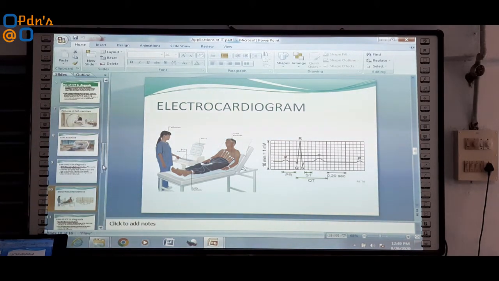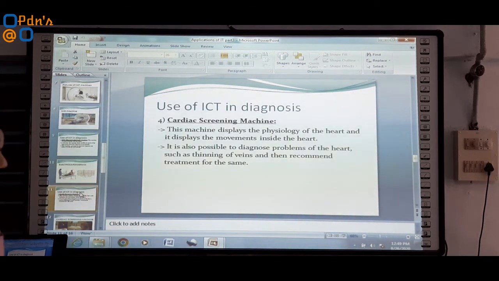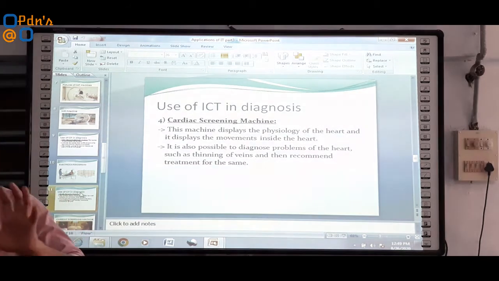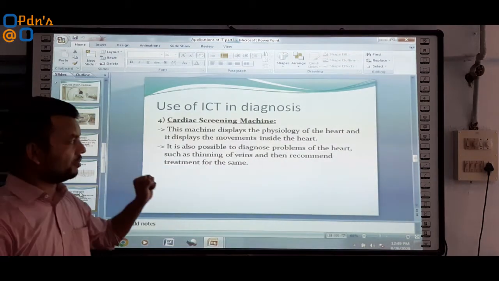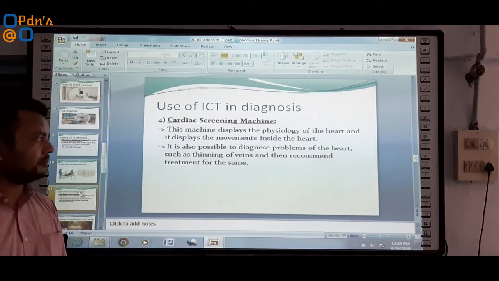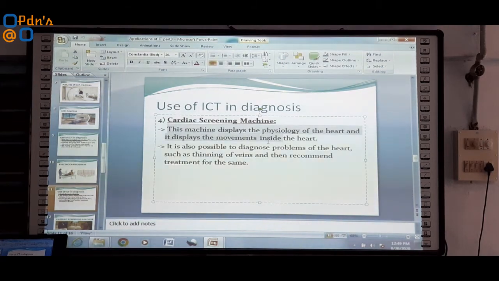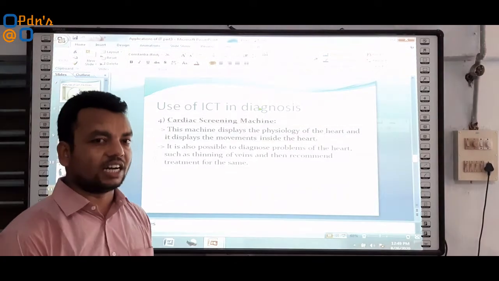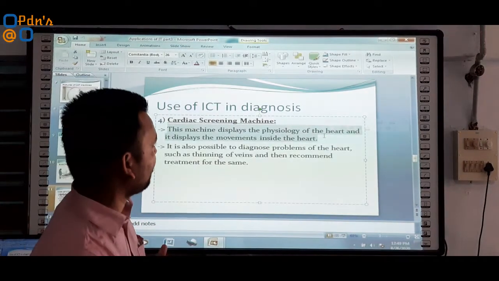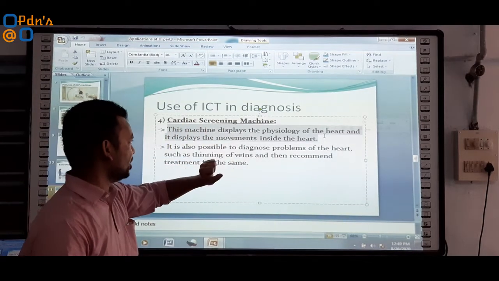So this is electrocardiogram. Now let us come to the next one, that is the cardiac screening machine. Apart from the electrocardiograph, one more type of machine is there which deals with the heart, that is the cardiac screening machine. The main purpose of this machine is to depict the physiology of the heart and the movement inside the heart. Whatever movement is undergoing inside the heart, as well as the physiology of the heart, can be understood by means of this cardiac screening machine.